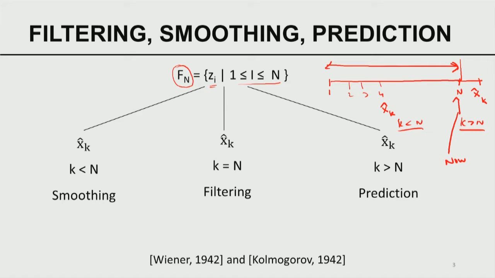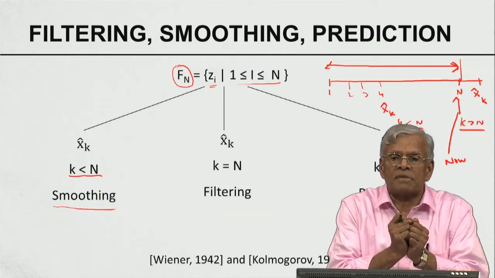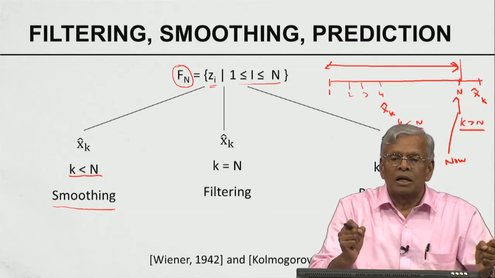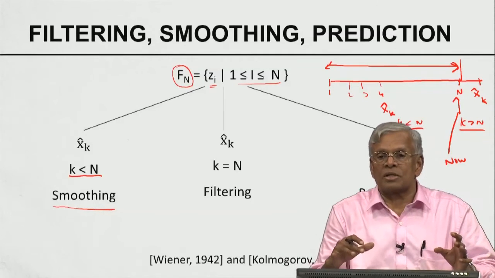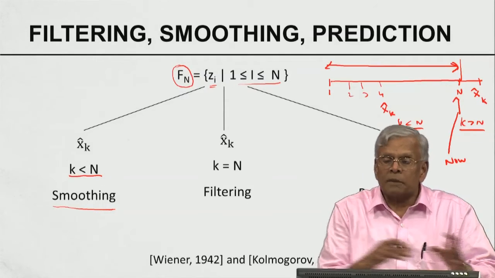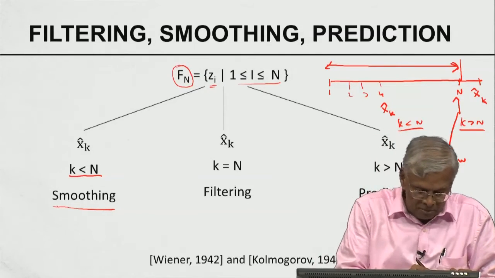Estimating a quantity in the past when k less than n, that is called smoothing, because I have the benefit of the entire observation 1 to n. I am interested in trying to find an estimate at a time k in between 1 and n. I am allowed to exploit all the observations, and that problem is called the smoothing problem. So prediction problem, smoothing problem.